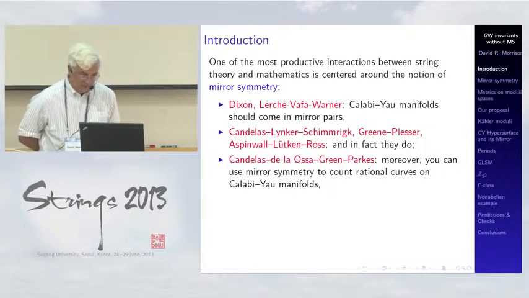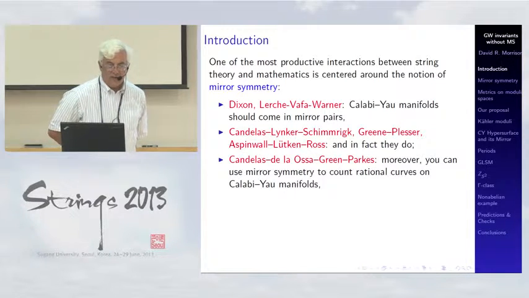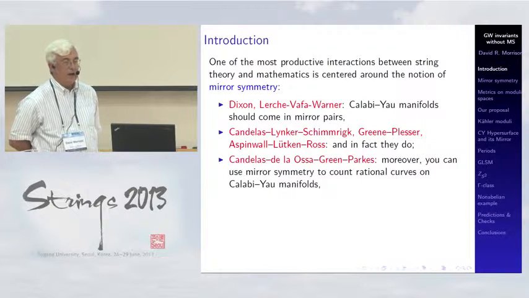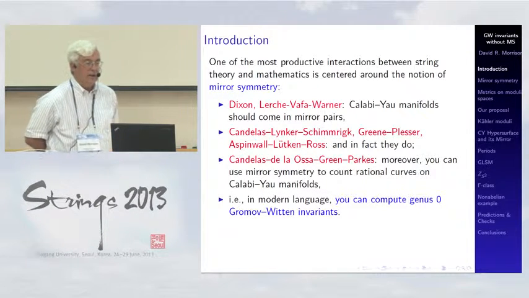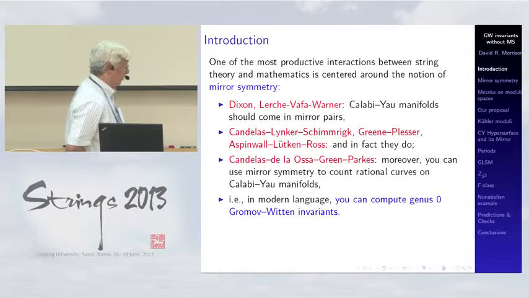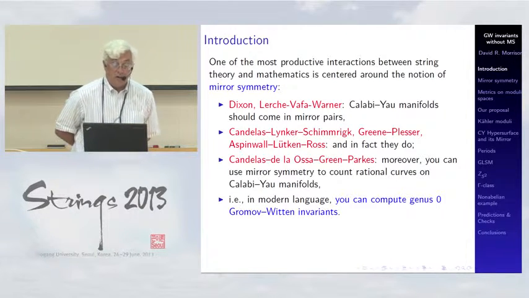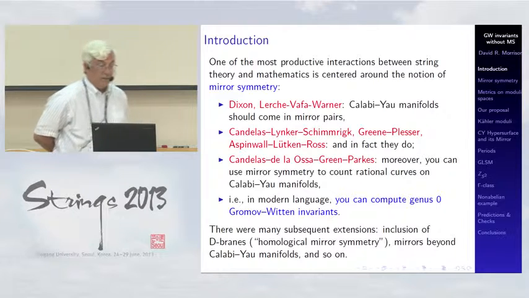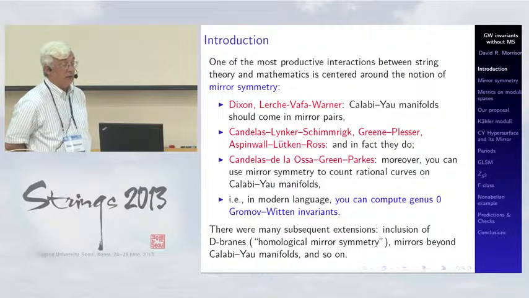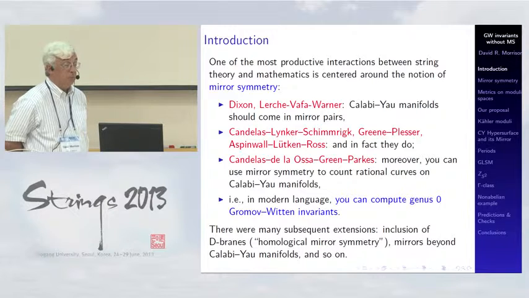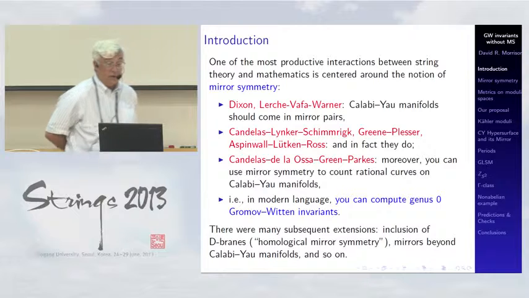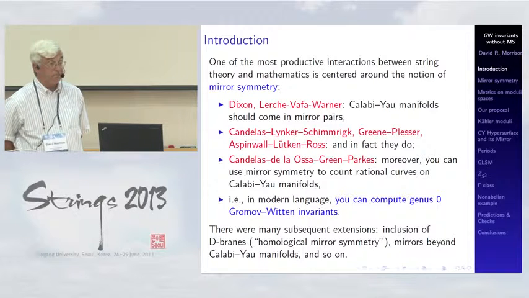And then in 1991, Candelas, de la Ossa, Green, and Parkes had a rather spectacular result showing that you can use mirror symmetry to count rational curves on Calabi-Yau manifolds. And now we say you can compute what are called genus zero Gromov-Witten invariants, which are those curve counts that they were actually doing. There were a lot of extensions of this idea that grew up from the 90s. There was an inclusion of D-branes, Kontsevich's homological mirror symmetry, mirrors beyond Calabi-Yau manifolds, including the Hori-Vafa extensions to Fano varieties of various kinds, and so on.